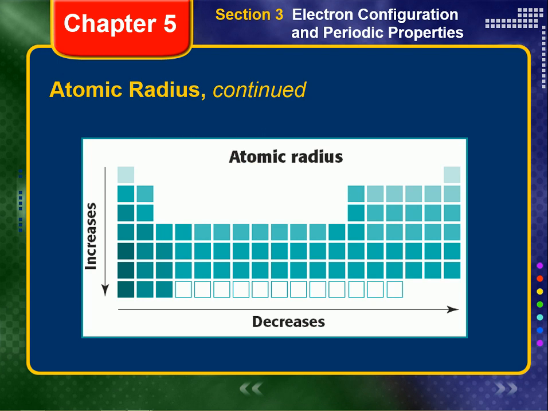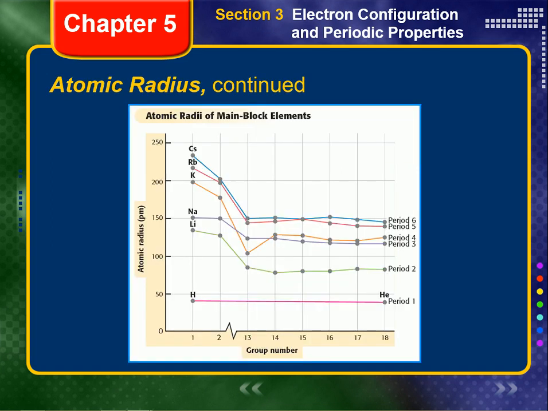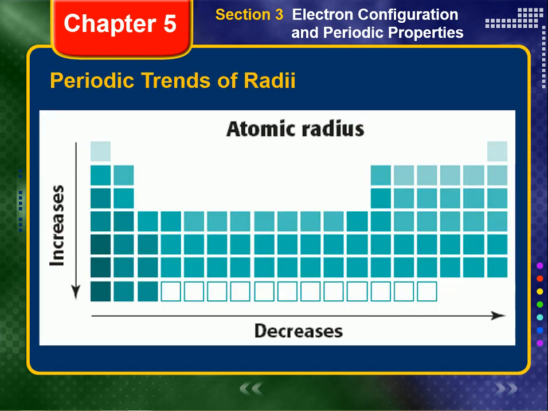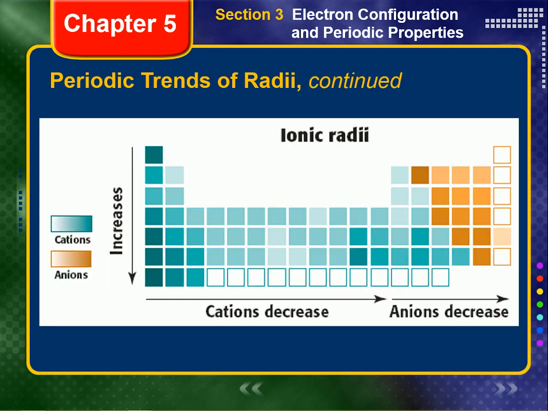So here's our graphic representing the trend in atomic radius that you are responsible for knowing. As you go down a group, atomic radius increases. As you go to the right within a period, the atomic radius decreases. So here's the graphic that you've already seen, but this is going to be the one that you're going to be asked lots and lots of questions about, this general trend.